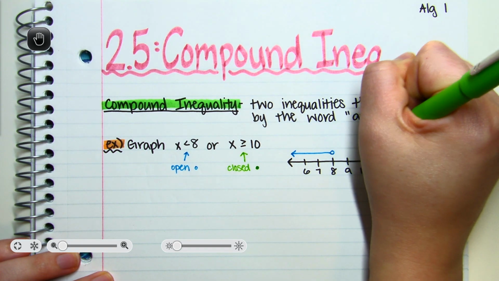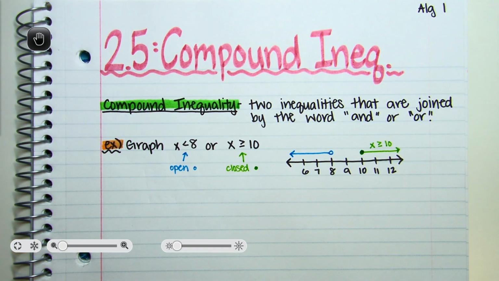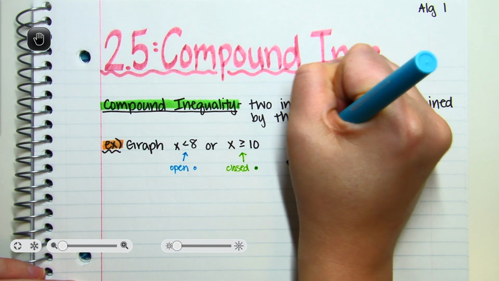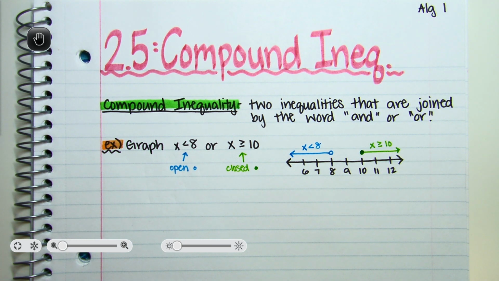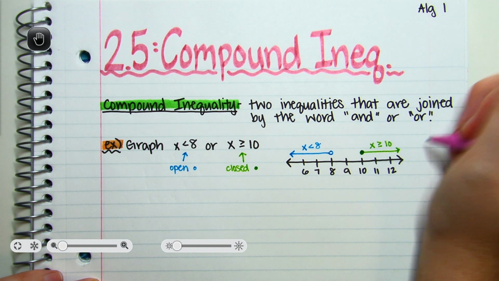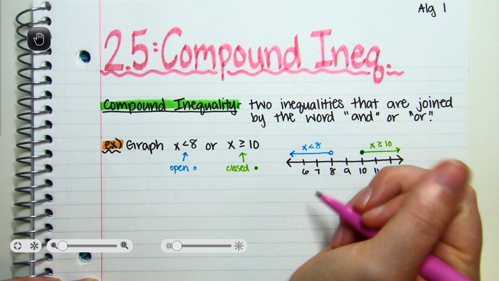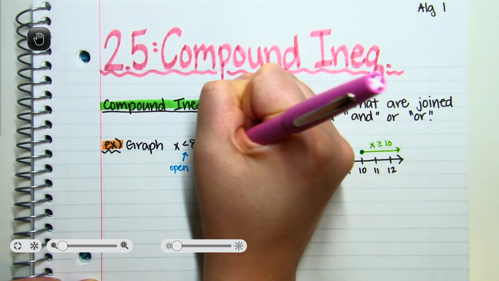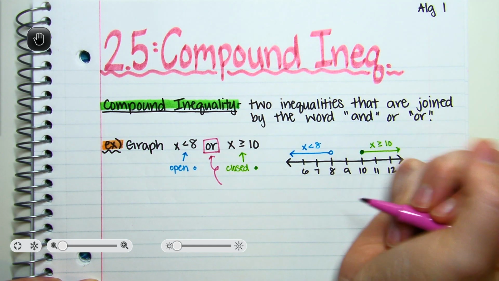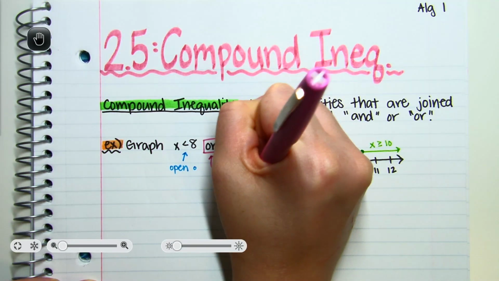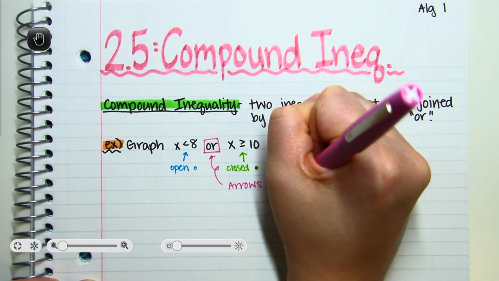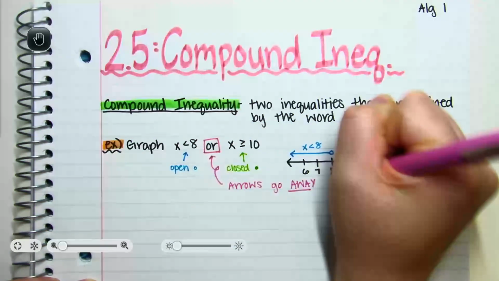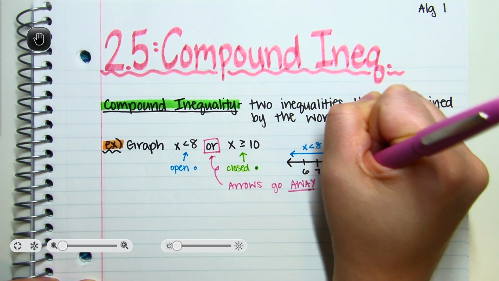Actually, I'll go ahead and label these above the graph as well, just in case you're only using one color for this, so that you know which one is which. So I want to point out for the or statement, the arrows go away from each other.